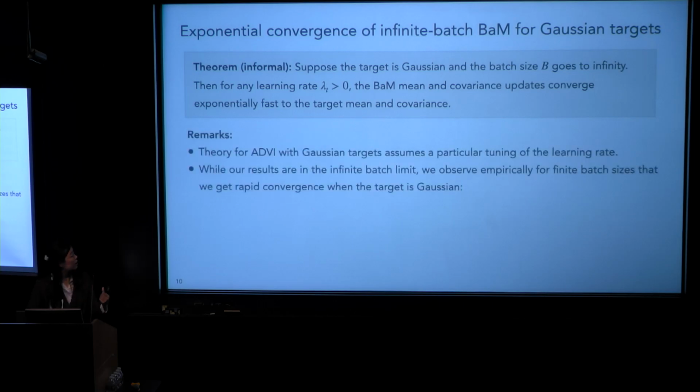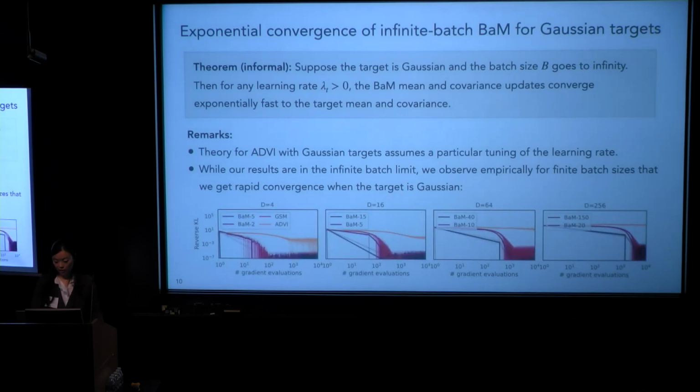One, theory for ADVI with Gaussian targets assumes a particular tuning of the learning rate. And in our case, we can actually show that it holds for any learning rate. And then also, while our results assume this infinite batch limit, we do observe empirically for finite batch sizes that we still get rapid convergence when the target is Gaussian, even for very small batch sizes.